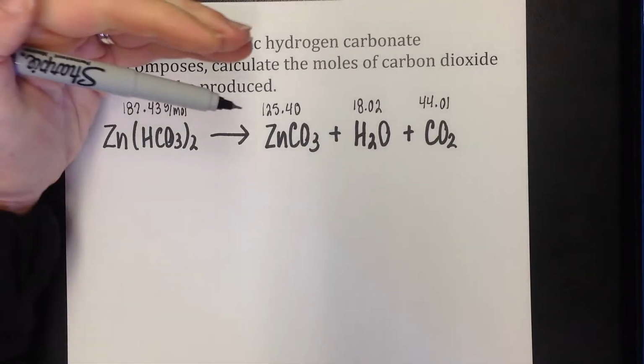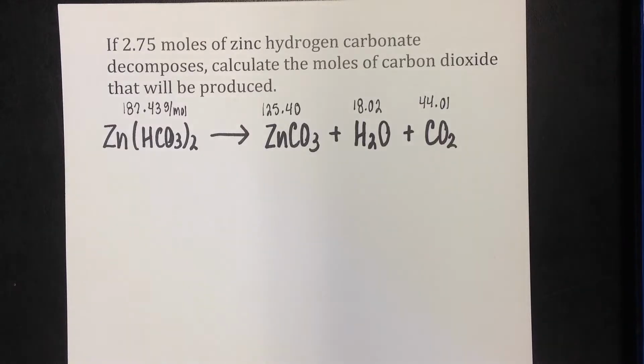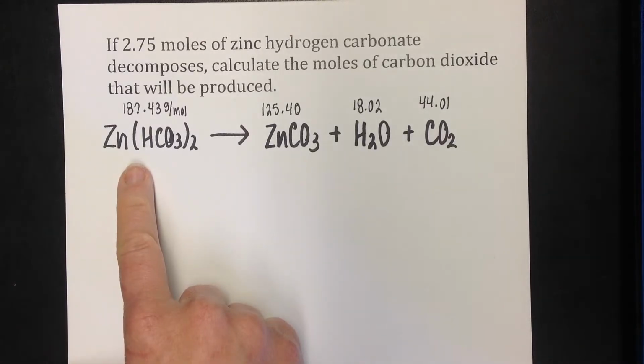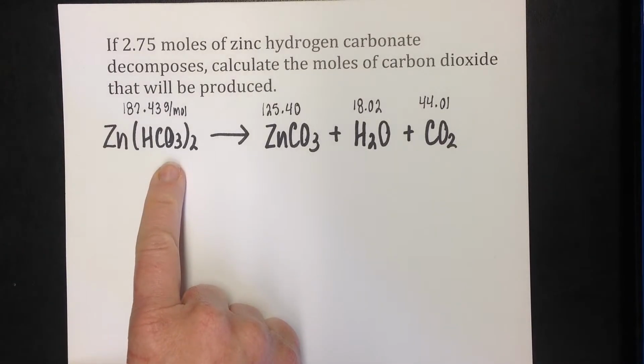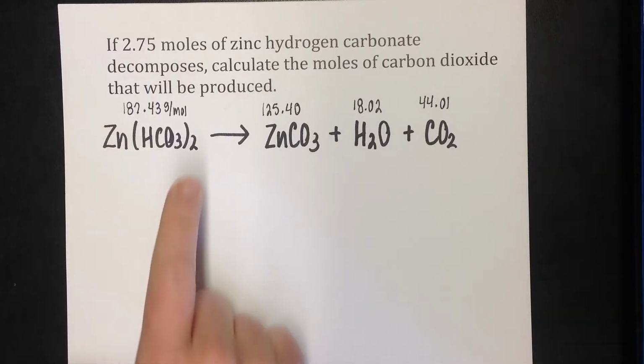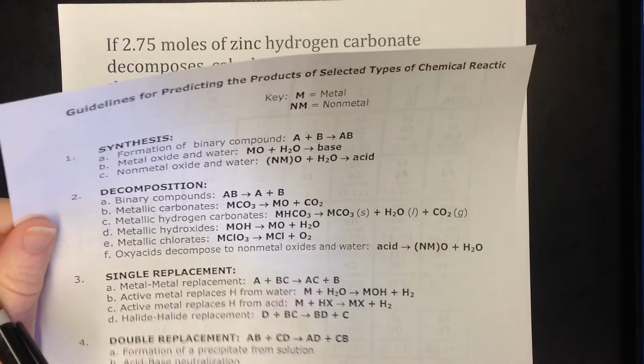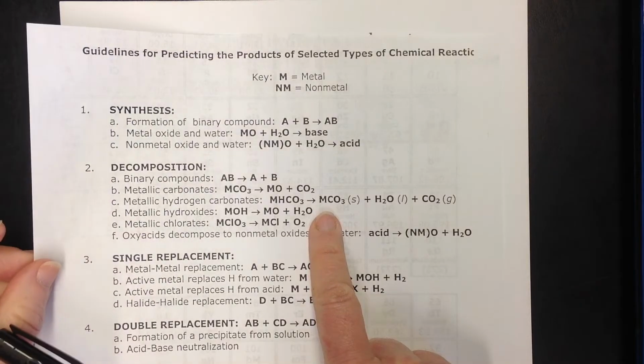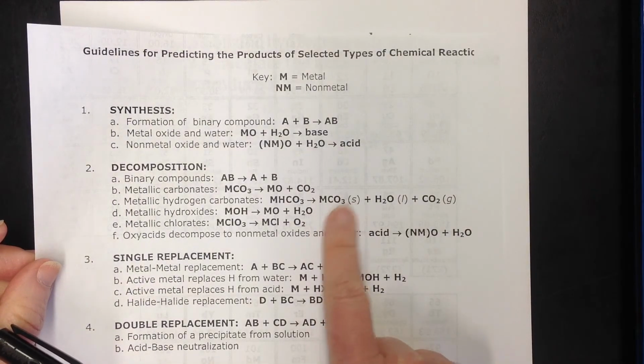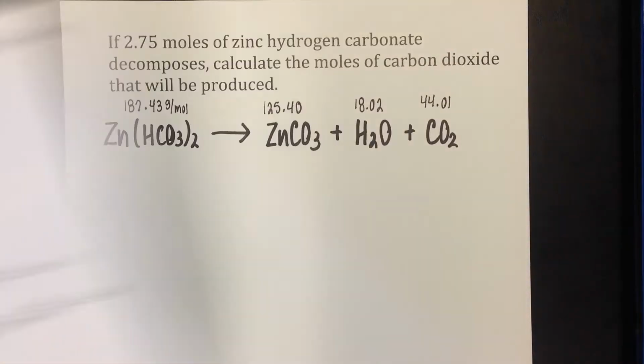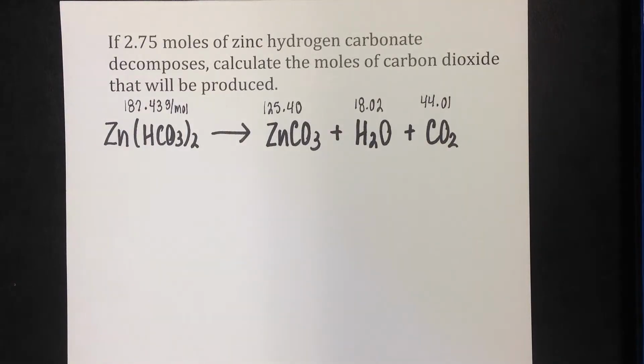So what I've done so far is I just looked at what they gave me. They gave me zinc hydrogen carbonate. They're telling me it's decomposing. I write my formula for zinc hydrogen carbonate. I looked at the packet to make sure I knew what to do with that. The packet told me very clearly to crisscross the metal with carbonate, add water, and CO2. Now I'm ready to balance this reaction.